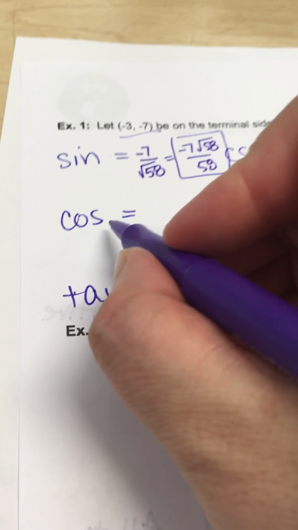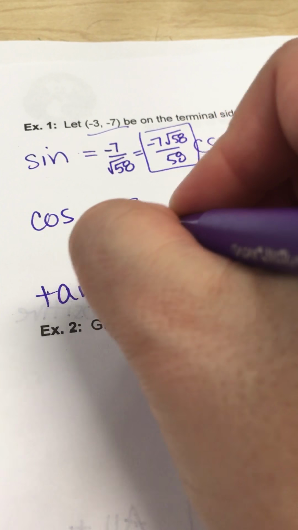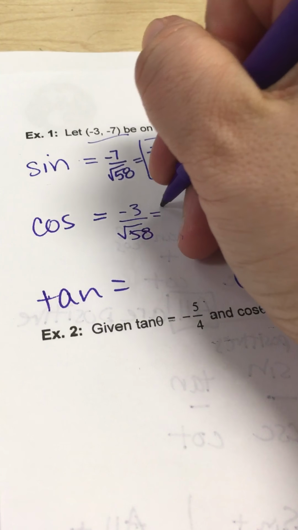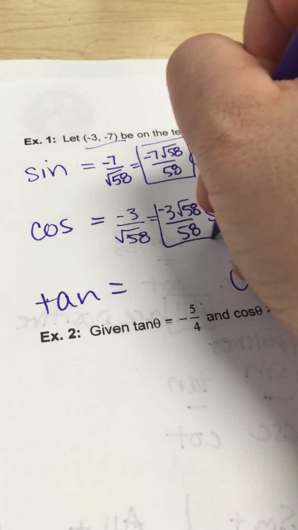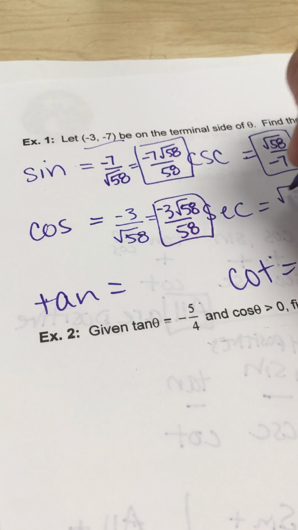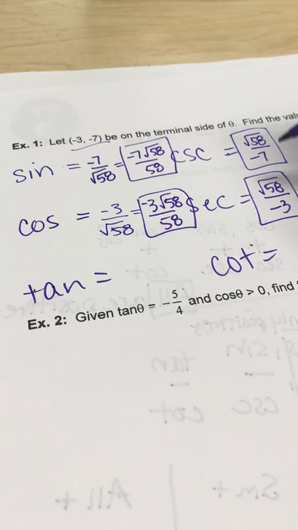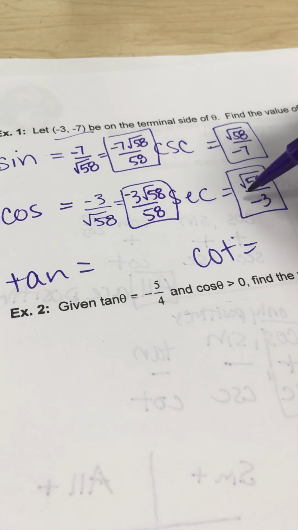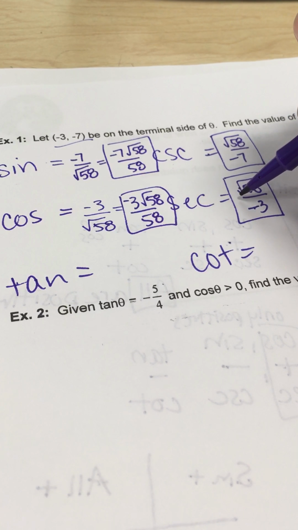Take cosine, adjacent over hypotenuse, -3 over root 58, and rationalized, -3 root 58 over 58. Secant is just root 58 over -3. Now, I don't care where the negative sits, if it sits with the top, if it sits with the bottom, or just in front of the fraction, it's all the same.